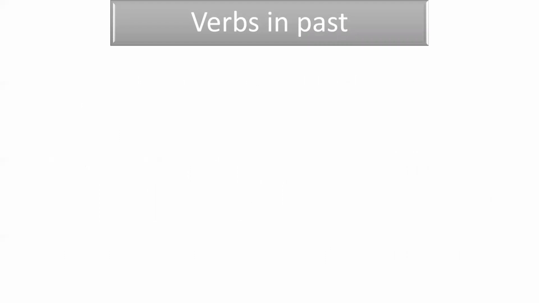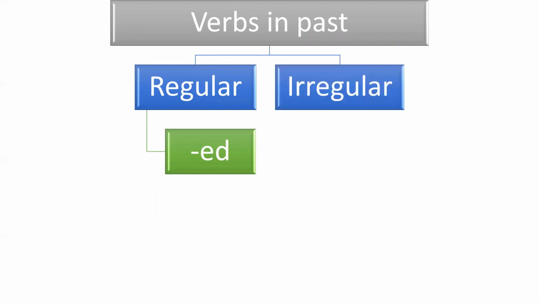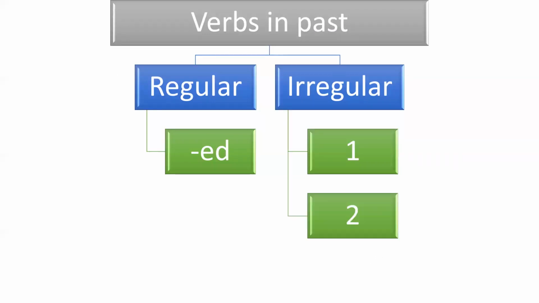Remember, last week we were talking about verbs in past, and there are two huge groups. The regular verbs, that are the ones that end in -ed, and the irregular verbs. And remember, we have group 1, group 2, and group 3.